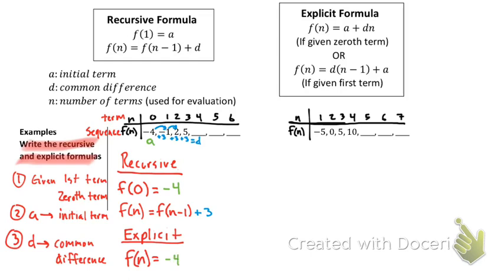Okay, and with that, we then look for the d value. My d value, which we already found, is +3. And then the n is just n. Okay, we have just found the explicit formula. Let's go ahead and try the next guy. Okay, let's do recursive and then explicit.